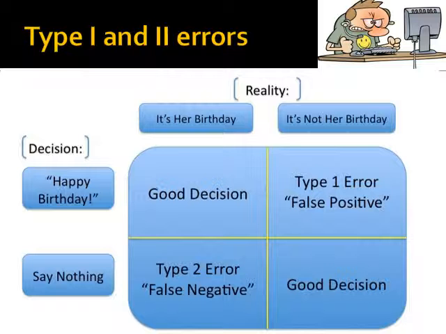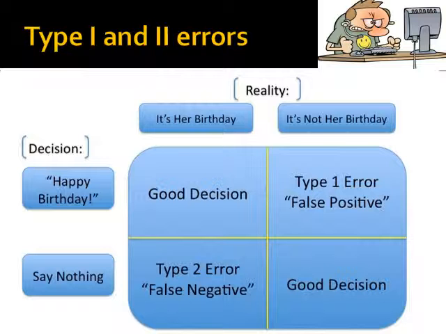If you decide to say nothing and it is her birthday, that is a type 2 error or a false negative, because you decided not to say it was her birthday when in fact you should have said it was her birthday. If you say nothing and it's not her birthday, well, that's again a good decision, because you basically threw out the idea that it was her birthday and it was correct to do so because it wasn't her birthday.